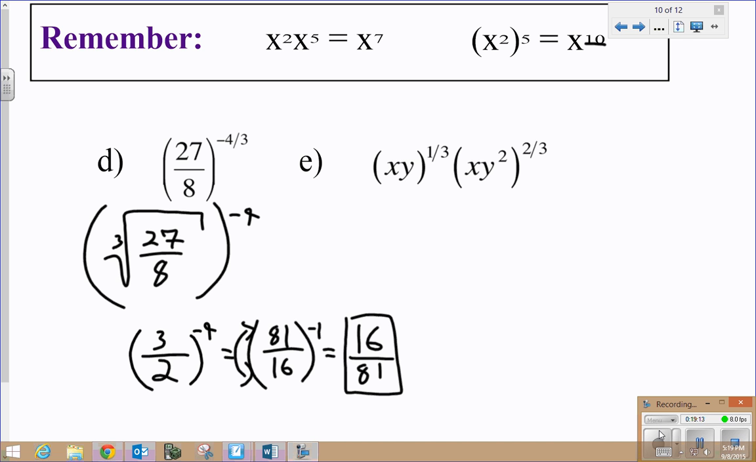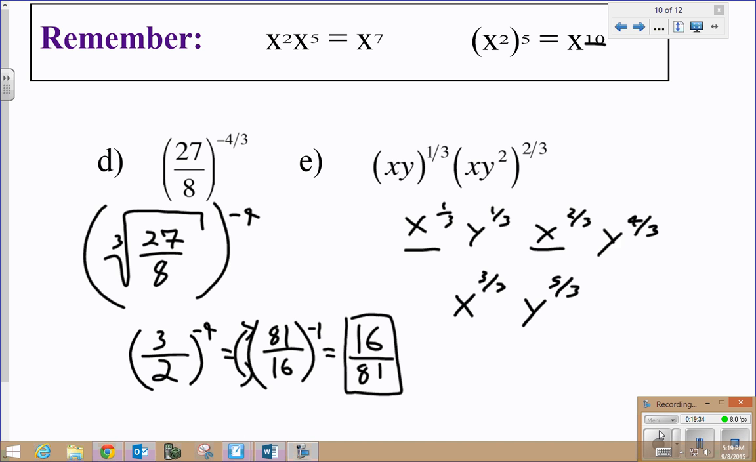For E, remembering these rules, I'm going to distribute, so I get x to the 1/3, y to the 1/3, and x to the 2/3, y to the 4/3. Well, now I want to group like terms, so for my x's, I add my powers and I get x to the 3/3, and I get y to the 5/3. Well, x to the 3/3 is just x, and I'm going to leave this as y to the 5/3.